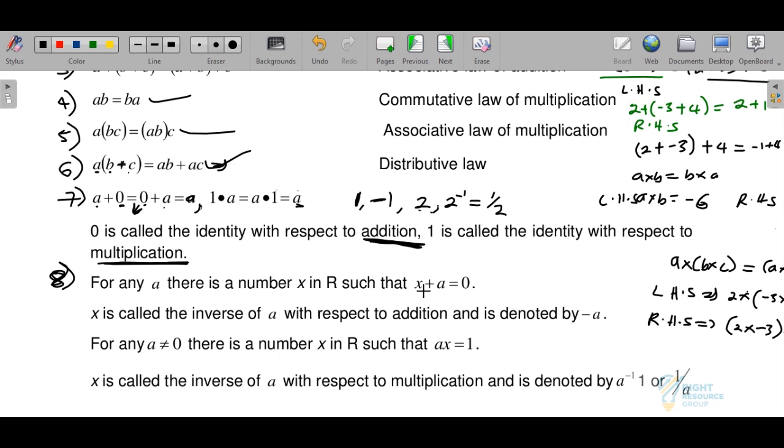So here now, if we have x plus a equal to 0, it means x is going to be equal to minus a, which I say is the additive inverse of a. If x is equal to a, the additive inverse of x is going to be minus a. So now if you also have ax equal to 1, then that means x is going to be equal to 1 over a. So this is the multiplicative inverse of a.